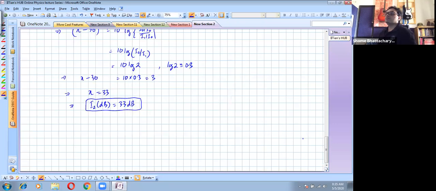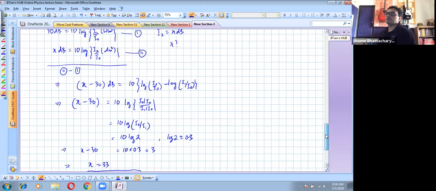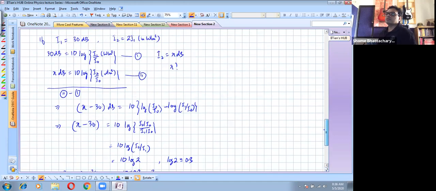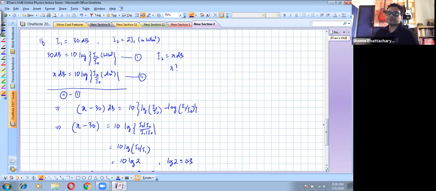Actually, it's very simple. I've written out all the steps clearly, so it looks lengthy, but it's a very simple calculation. Yeah, Manishka, your answer is correct.